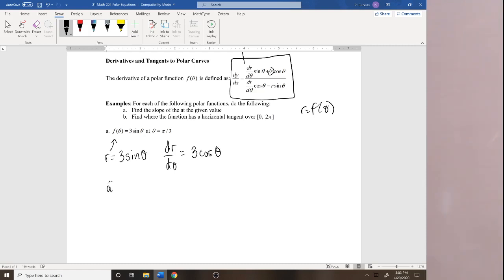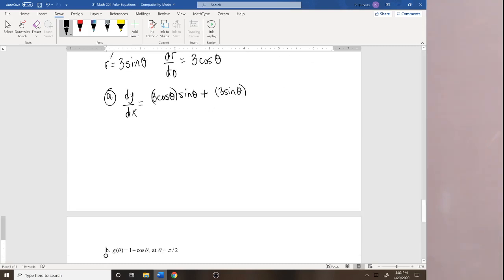Part A says find the slope, it should say of the function at the given value. So dy dx, that's our slope. dr d theta, sine theta is already there, plus, now plug in r.